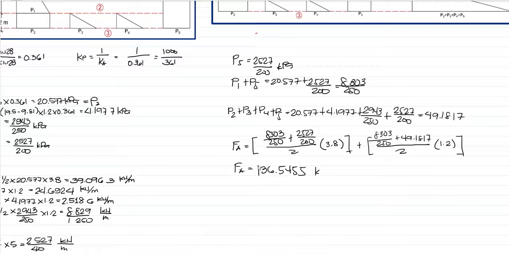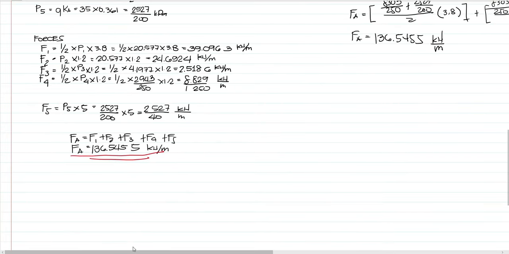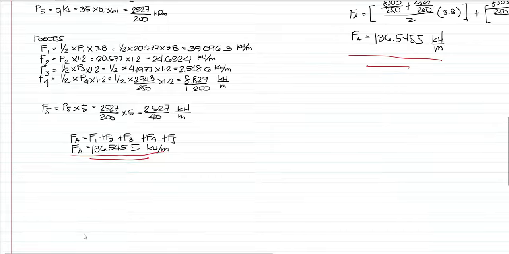So, this is also in kilonewton per meter. As you can see, it is the same value as what we got using the forces. So, any of the two methods can be used for determining our F sub A.